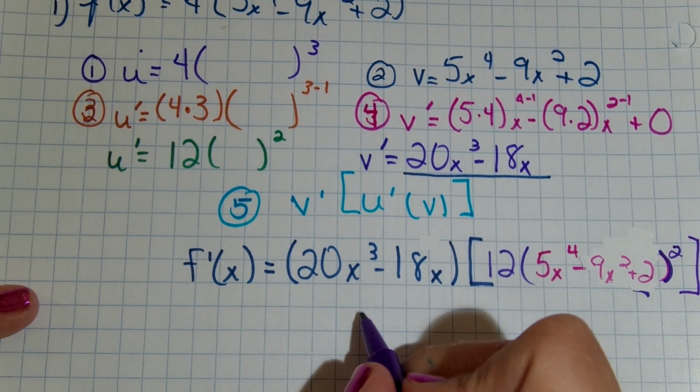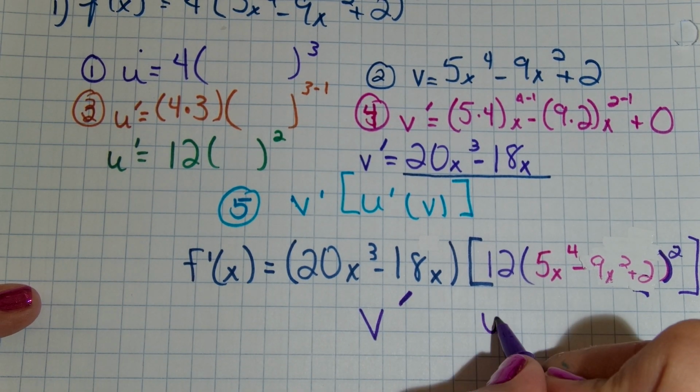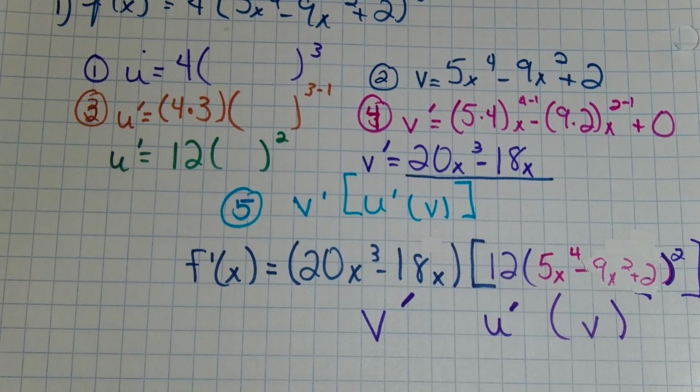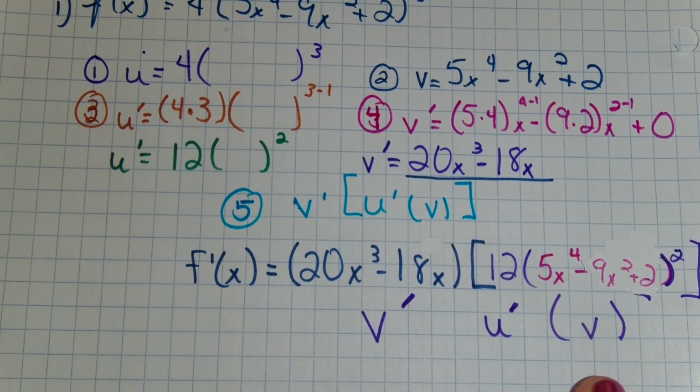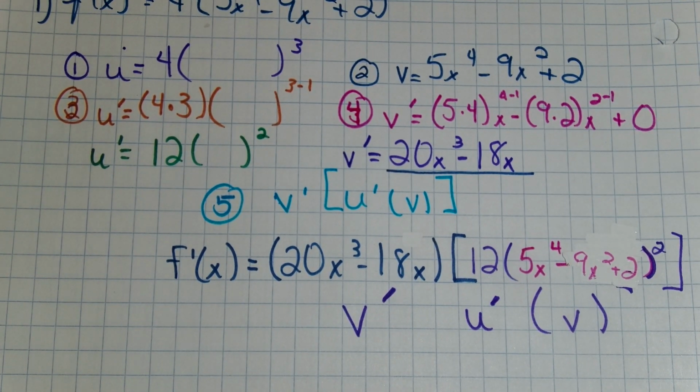So this is v prime. This is u prime. And this is v. Derivative, derivative, original. Questions? Are we sure?